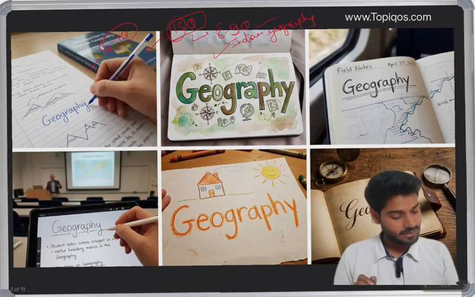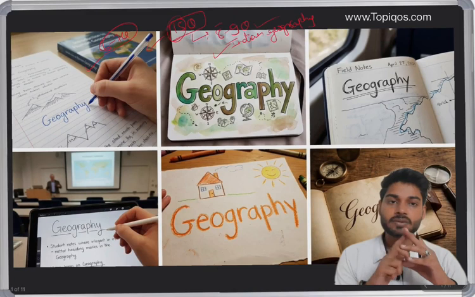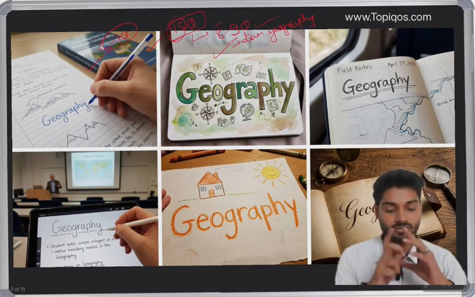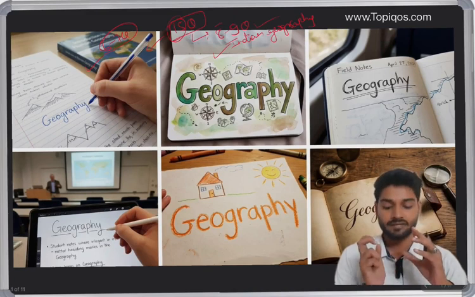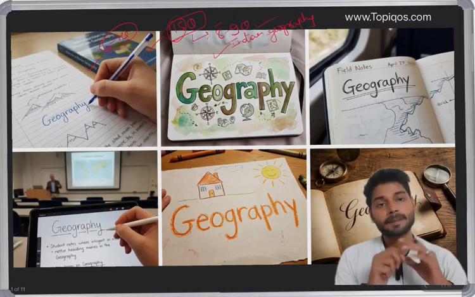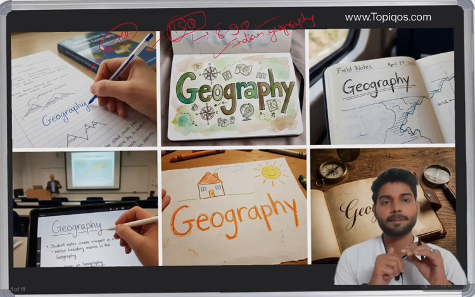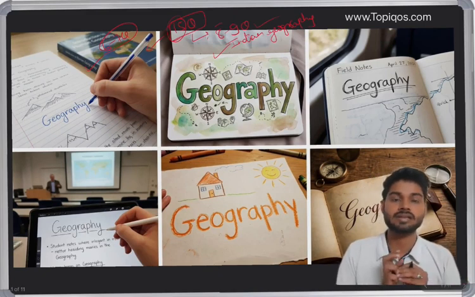So in the prelims part, it has been seen that around 14 to 15 questions come in geography, and of those about 8 to 9 questions are from Indian geography, and the remaining 5 to 6 or 6 to 7 questions are from world geography. Okay, so let's start with the basic syllabus context.